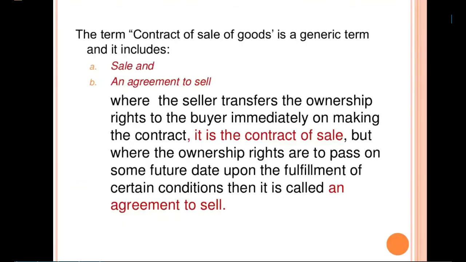The term contract of sale of goods is the generic term, and it includes a sale and an agreement to sell. The first is a sale and the second one is an agreement to sell. Where the seller transfers the ownership right to the buyer immediately on making the contract, it is a contract of sale. But where the ownership rights are to pass on some future date upon the fulfillment of a certain condition, then it is called an agreement to sell.